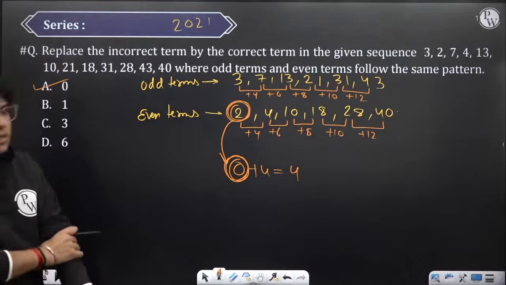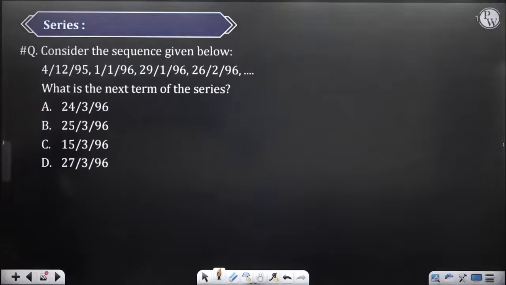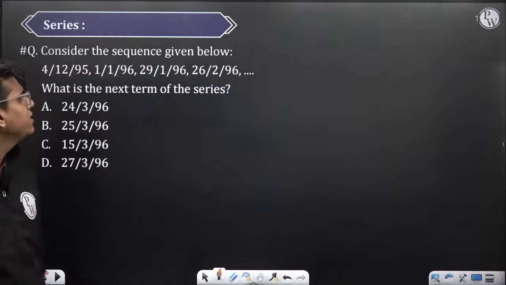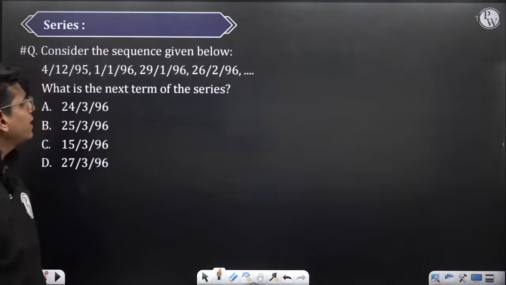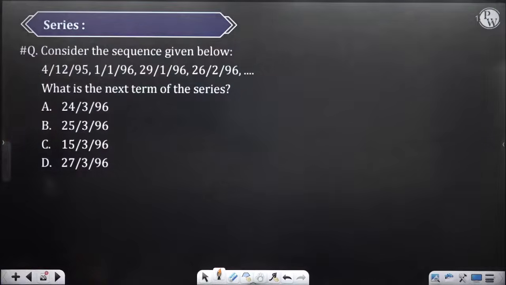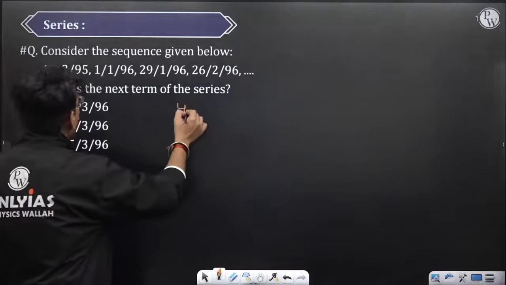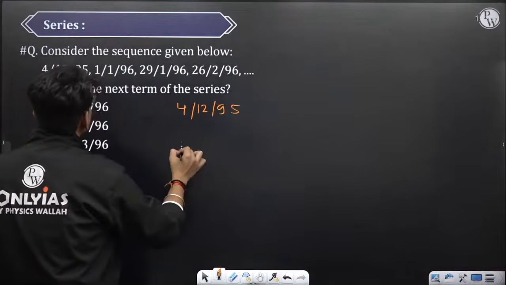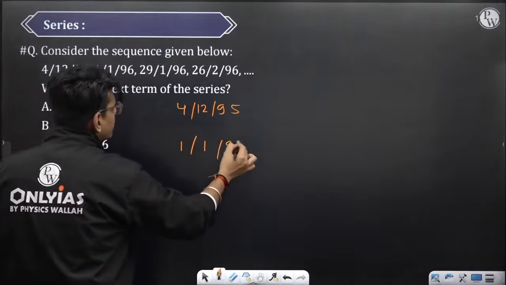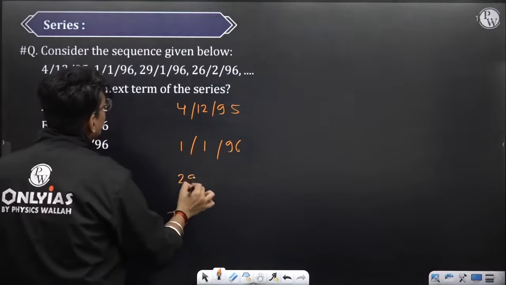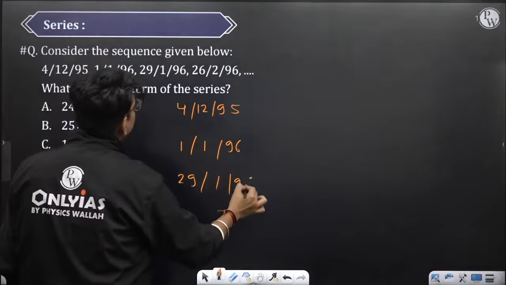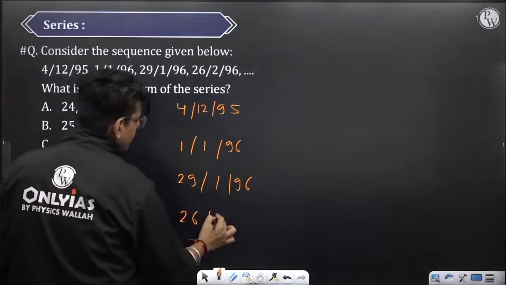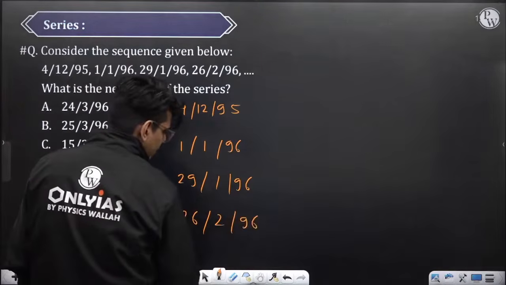Done. Let's see the next question. Consider the given sequence. The sequence is a number of dates. The first date is 4, 12, 95. The second date is 1, 1, 96. This is 29, 1, 96. Then 26, 2, 96.